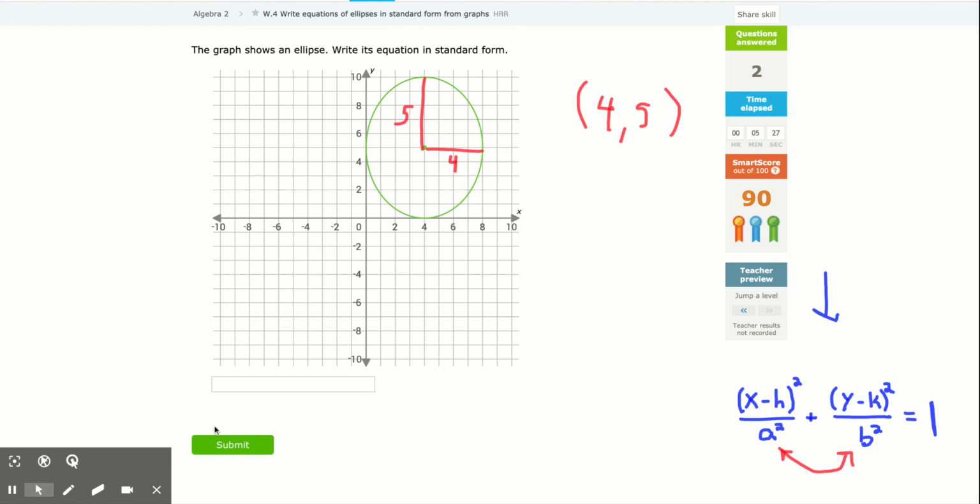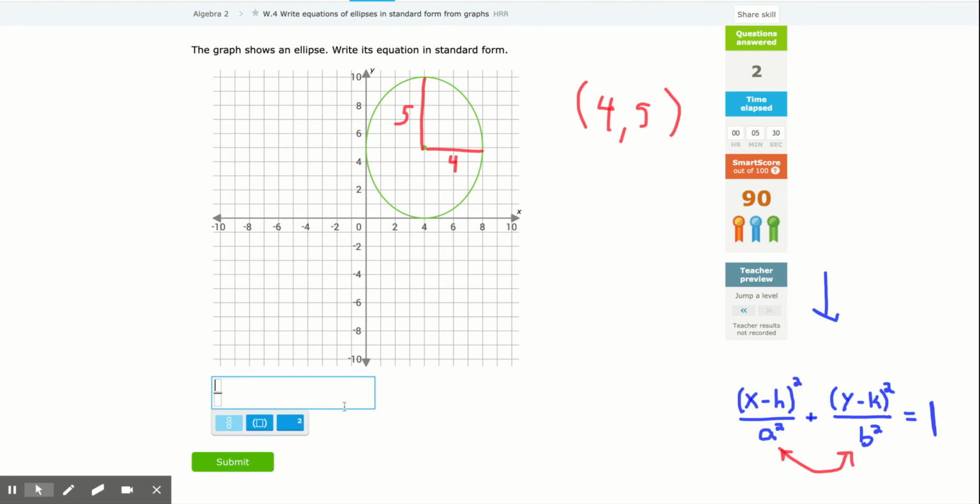So again, I'm going to do my fraction. I'm going to do my parentheses, x minus my x value, which is 4, squared, in the parentheses. Since this is my horizontal, or my b, which is going to be 16, b squared is 16, always plus, again, second fraction, parentheses, y minus the y value of my center, which is 5. Again, don't forget to square, all over my a value squared. A was 5, so that's 25, equals always 1.